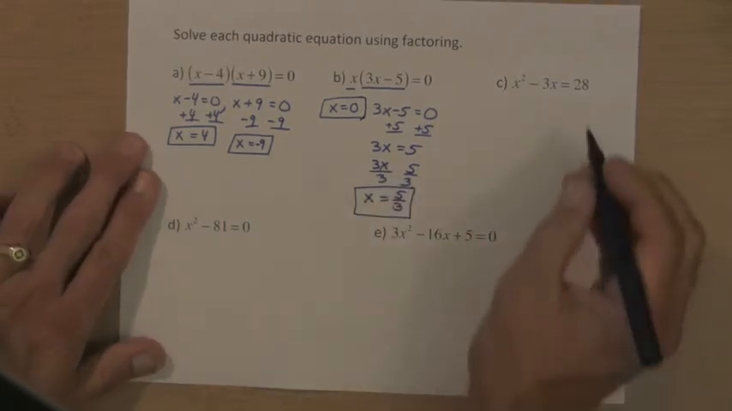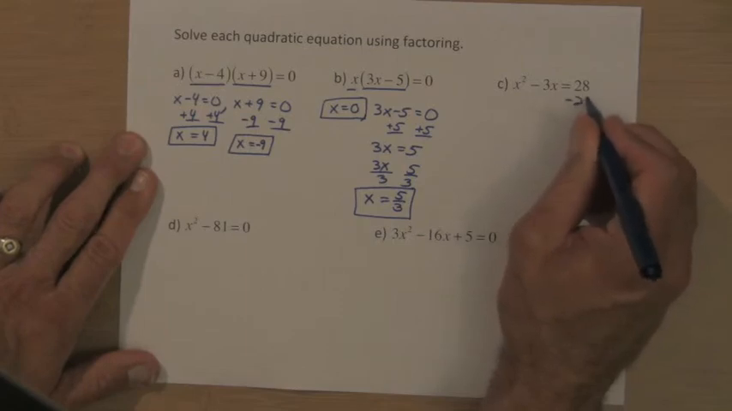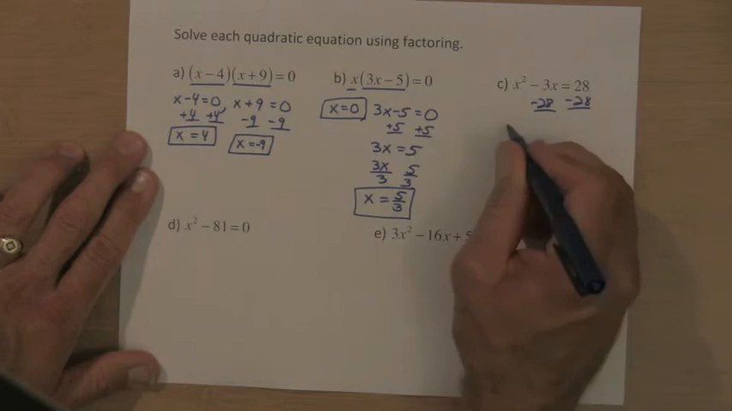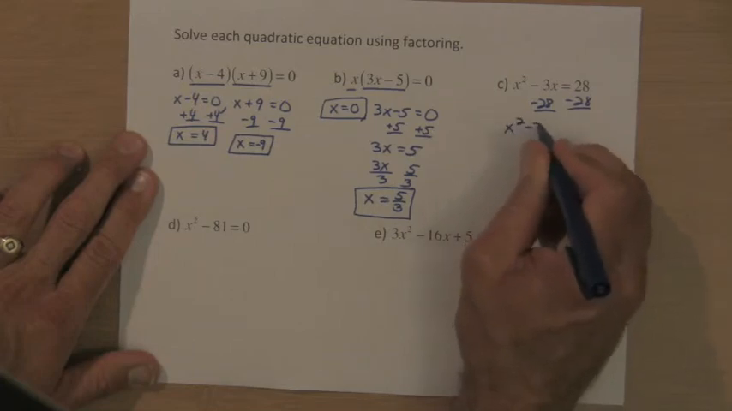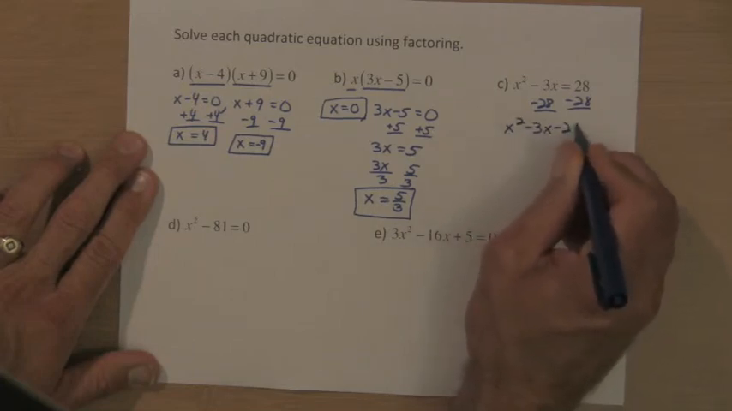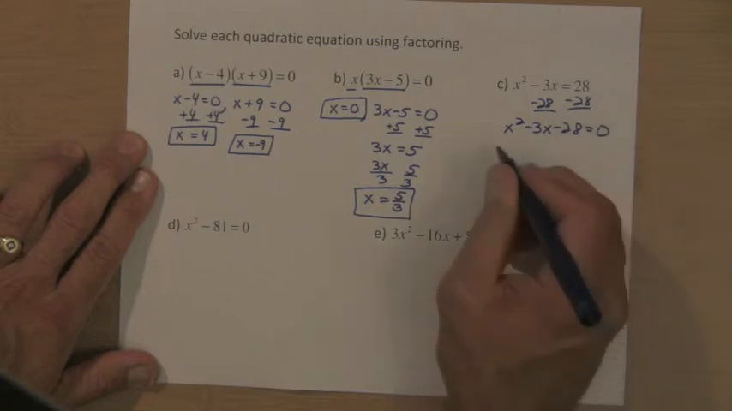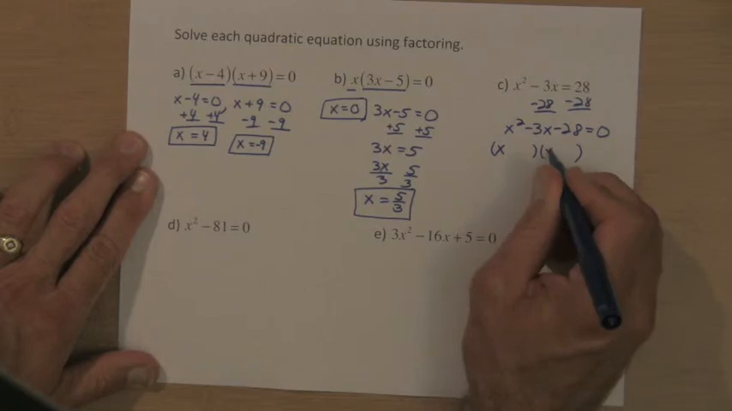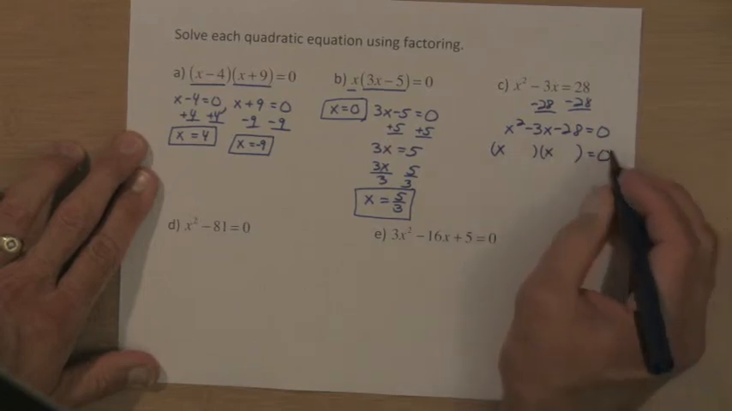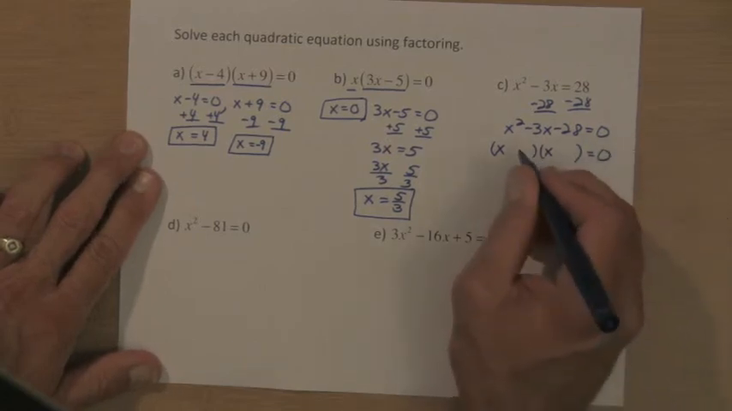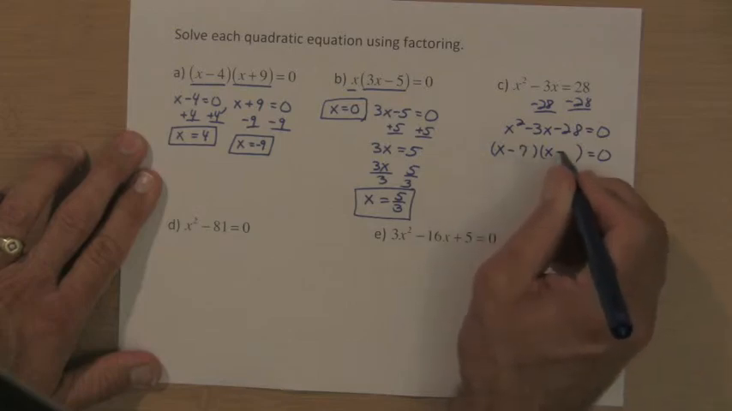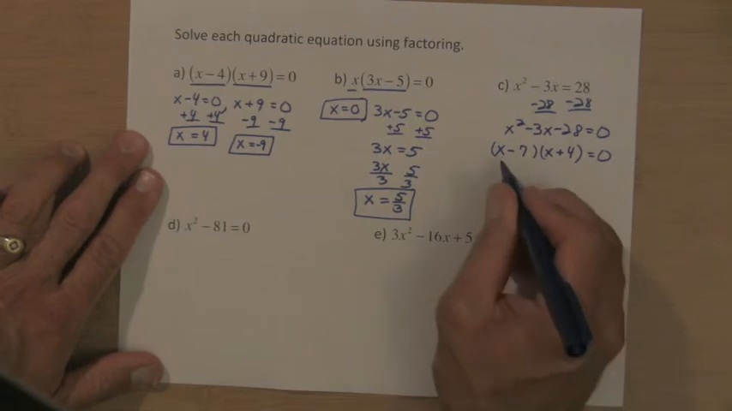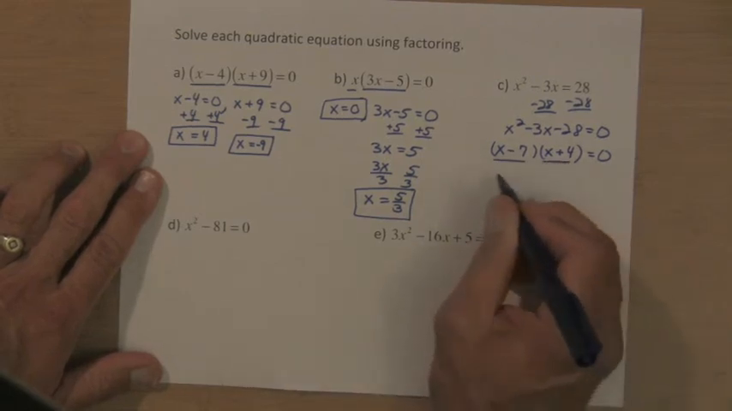The next one doesn't equal 0, so I need to take this 28 and do minus 28 to both sides to make it equal to 0. So I end up with x squared minus 3x minus 28 equals 0. Factor this. It's going to factor into x and x to give me the x squared. And to get 28 I can do 7 and 4. So if I do minus 7 and plus 4, that's going to give me the minus 3x and the minus 28. So either of these 2 factors must equal 0.